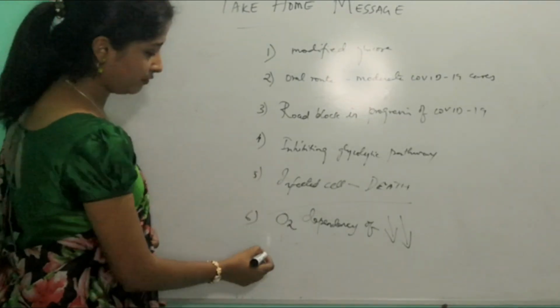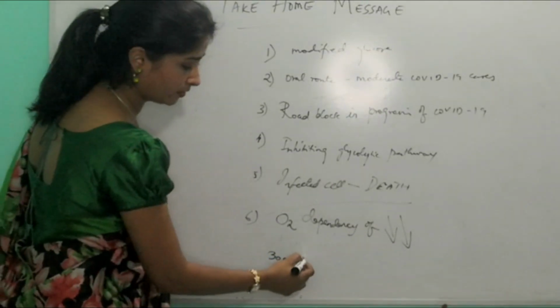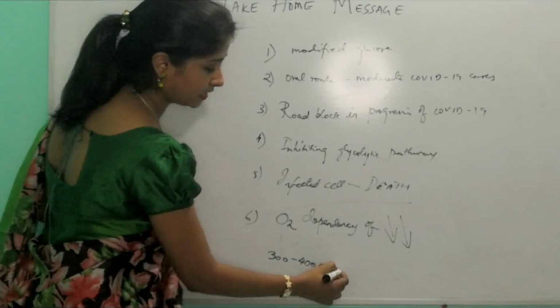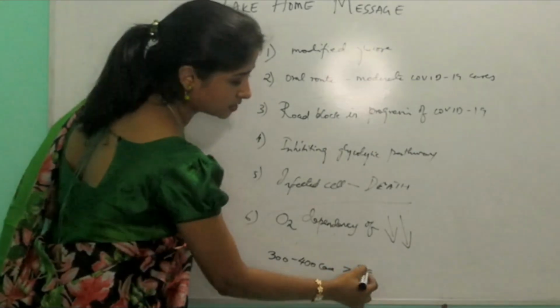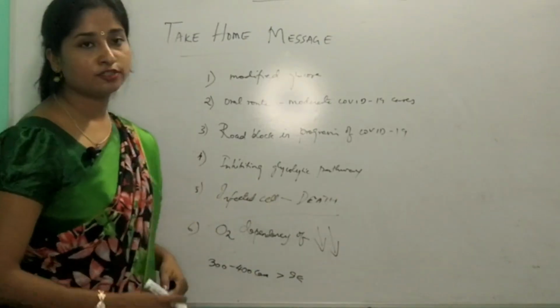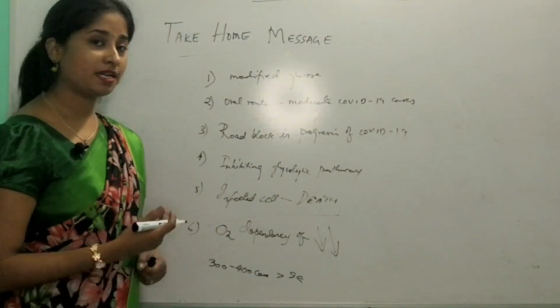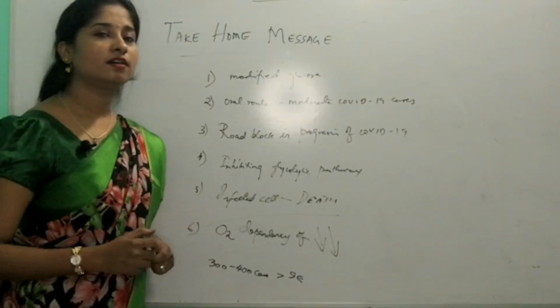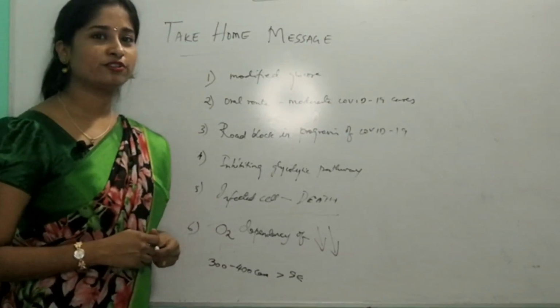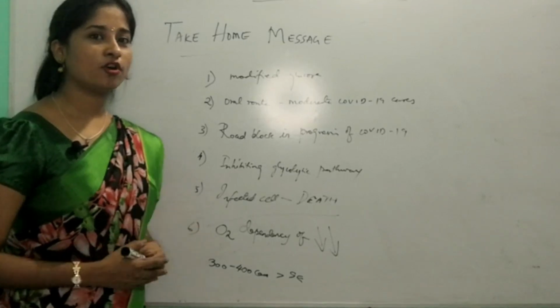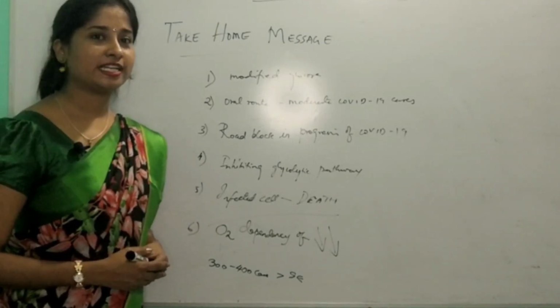Since it has been used only for 300 to 400 cases so far, it needs much more scientific evidence to support the usage of 2-DG. But if this is proved to be a roadblock for COVID-19 progression, it would be a turning point in the management of COVID-19 cases.